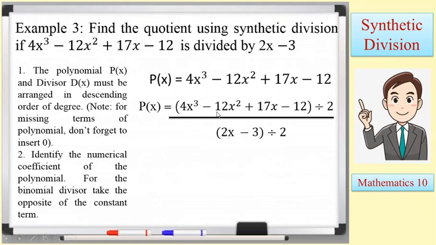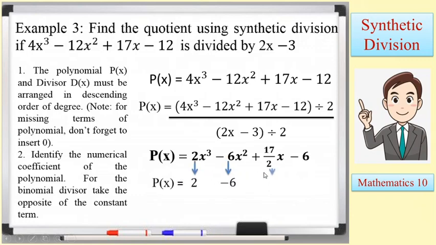Okay, so divide natin. So for p of x, 4x cubed divided by 2 is 2x cubed. Negative 12x squared divided by 2 is negative 6x squared. Positive 17x divided by 2 is plus 17 over 2x. Negative 12 divided by 2 is negative 6. And then identify the coefficient. So we have positive 2, negative 6, 17 over 2, and negative 6.